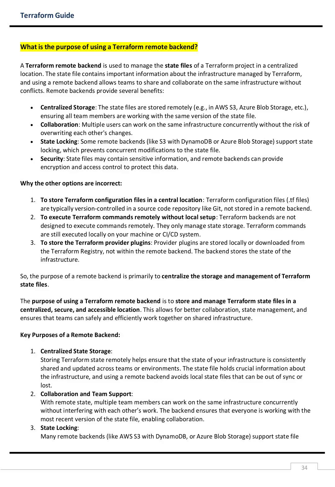The state file holds crucial information about the infrastructure, and using a remote backend avoids local state files that can be out of sync or lost. 2. Collaboration and team support. With remote state, multiple team members can work on the same infrastructure concurrently without interfering with each other's work. The backend ensures that everyone is working with the most recent version of the state file, enabling collaboration. 3. State locking. Many remote backends, like GCS, S3 with DynamoDB, or Azure Blob Storage, support state file locking.